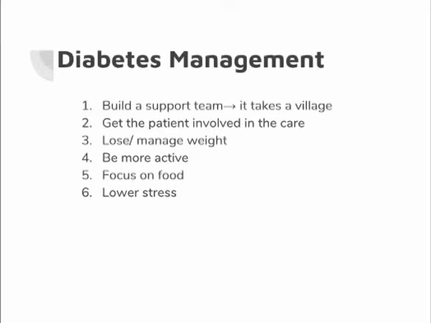Number 2, get the patient involved in the care. We want to make sure that Ms. Watson understands the difference between her hypo and hyperglycemic events. We want to make sure that she knows what foods are going to spike her glucose levels. She likes to online shop, so we want to use that as an innovative way to get her to learn and to manage her diabetes better. So we'll even recommend that she does online programming for managing her diabetes. We also want to make sure she's focused on losing or maintaining her weight, becoming more active, again focusing on the food, and lowering her stress levels.